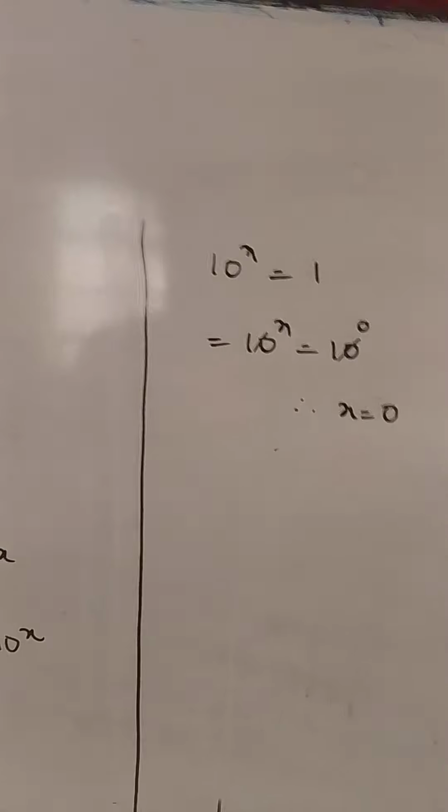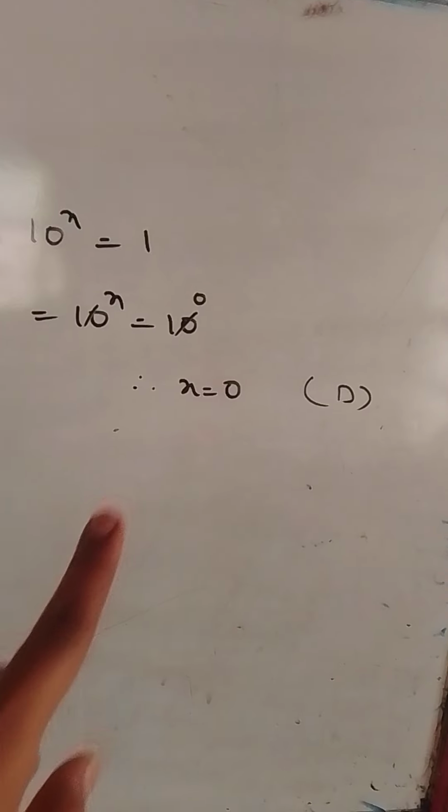Okay, but according to the logarithm, 2 log 2 equals 1, therefore we get x equals 0.